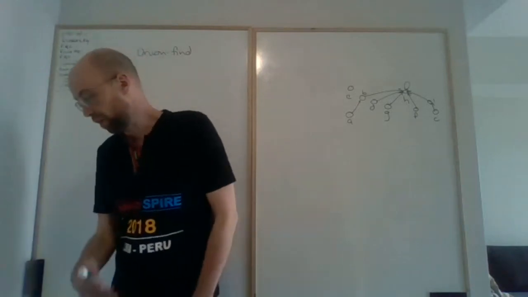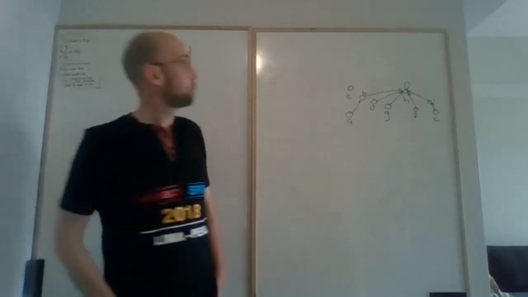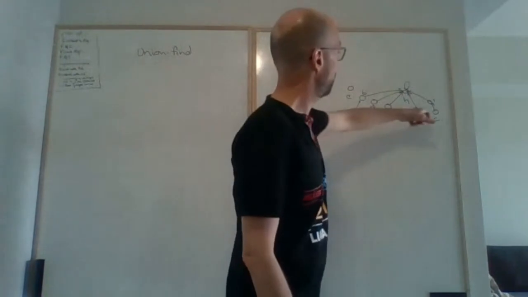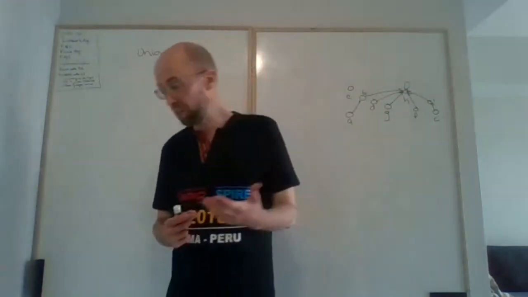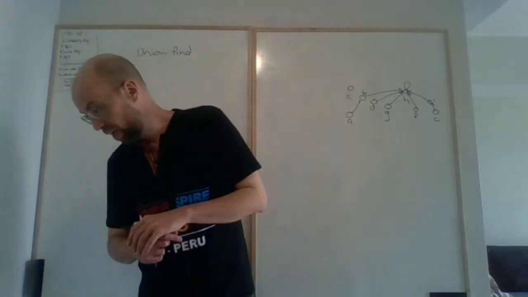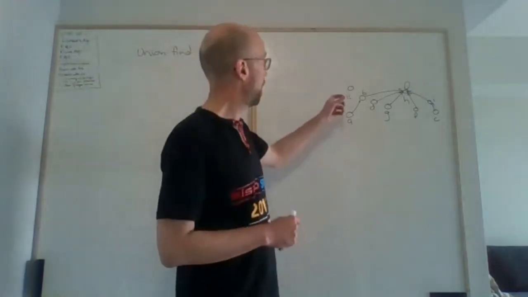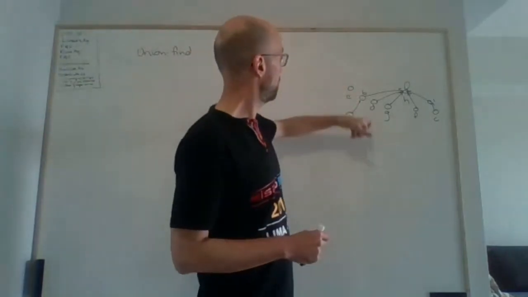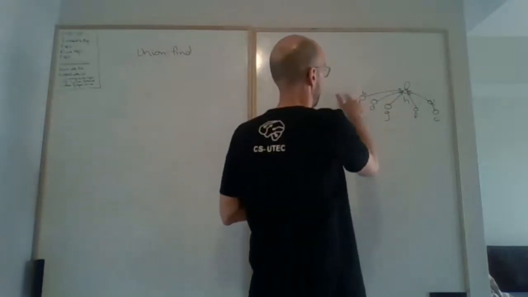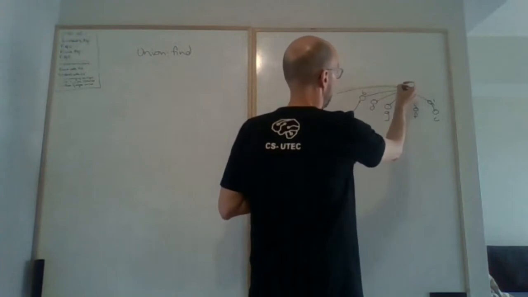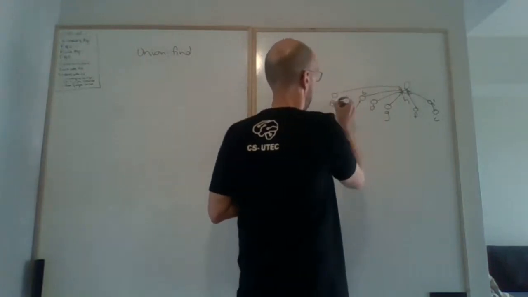This is in the textbook. We consider the edge BC. B returns H, C returns H. We don't do it because it would create a cycle. They're in the same tree. And then we see edge DE. E returns E, D returns H. So they're not in the same tree. Now E is going to point to H.